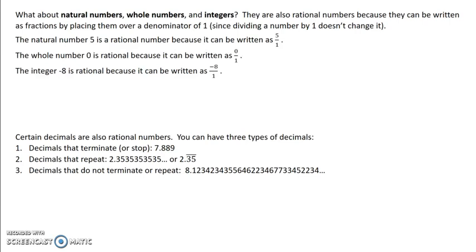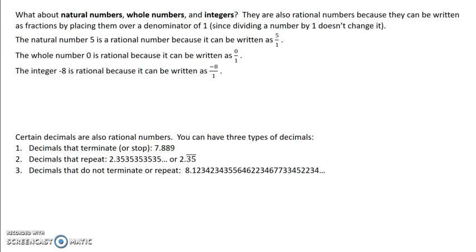So the natural number 5 is a rational number because it can be written as 5 over 1. So all natural numbers can be written as a fraction. So all natural numbers are rational numbers. The whole number 0 is rational because it can be written as 0 over 1. And all whole numbers, which include the natural numbers, can be written as a fraction. So they're all rational numbers. And the integer -8 is rational because it can be written as a fraction. And so all integers, which include the whole numbers and the natural numbers, can be written as a fraction.